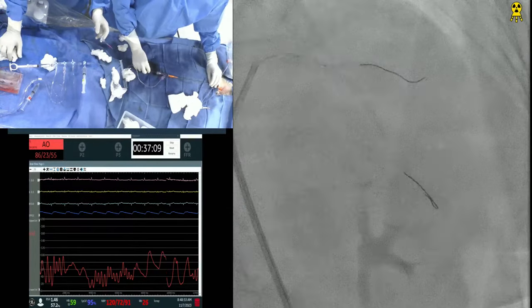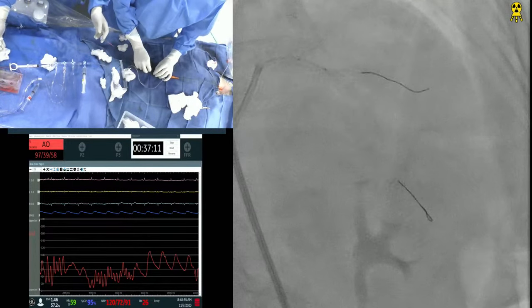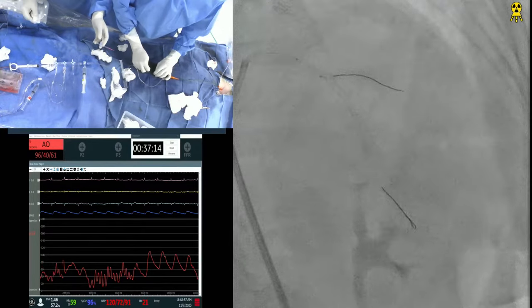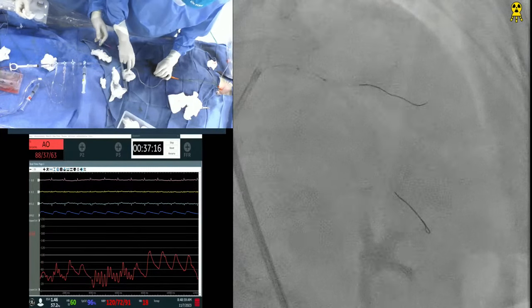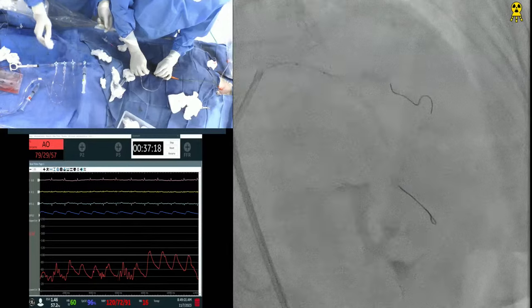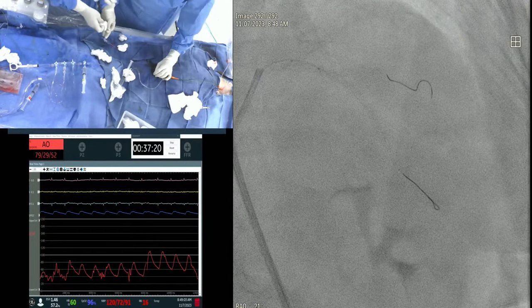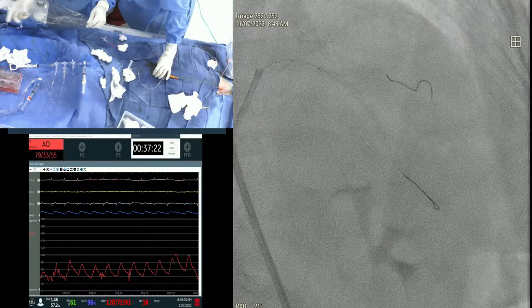The question is two things: whether to anchor or rewire in this situation. First, I think the way the wire went is very good. You just have to anchor. Okay, let's get a Trio balloon. The Trio balloon.